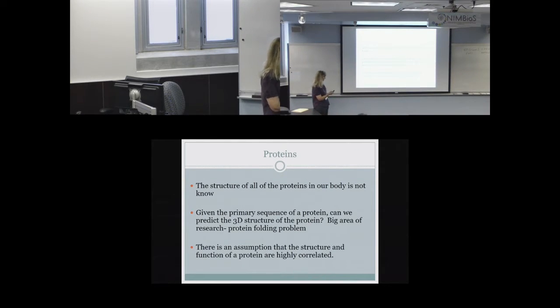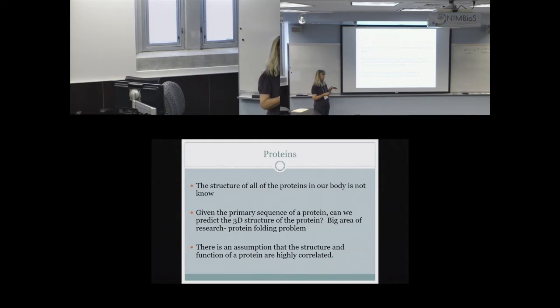And it's a big problem. It's a fascinating problem that people are still working on. It's the protein folding problem, because if you know the gene, then you know the amino acid sequence it encodes. But you may not know its 3D structure. And if you don't know its 3D structure, you're not sure what it does, because of that correlation between structure and function.